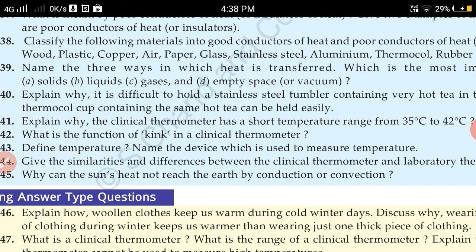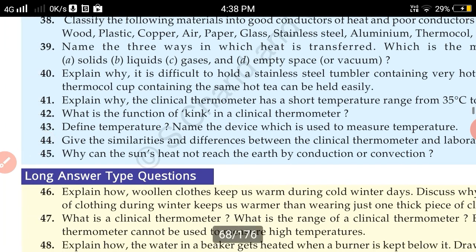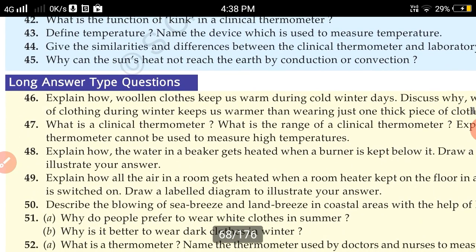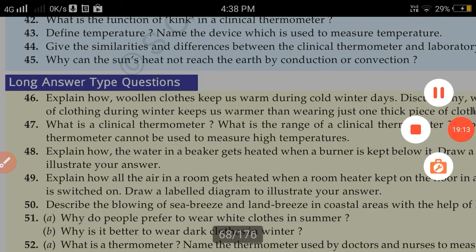So students, I hope you all can understand all these very short and short answer type questions. In the next video we will discuss the long answer type questions with their explanation.